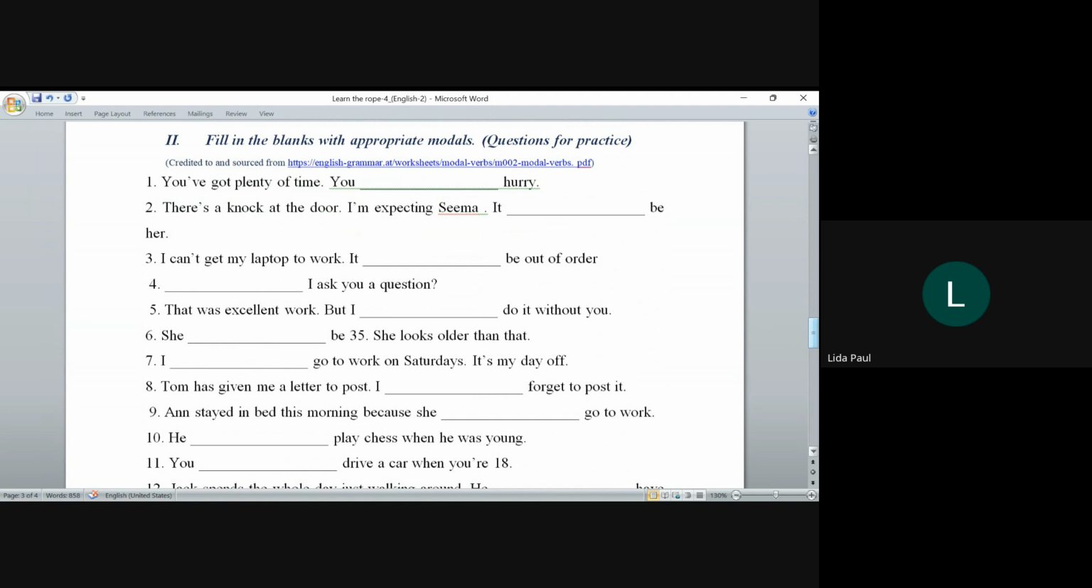Where can you find it? You will find it in the supplementary section for English too. All of these materials are usually uploaded there. It's uploaded week-wise, so you can access it from there. Okay. All right. Any questions?